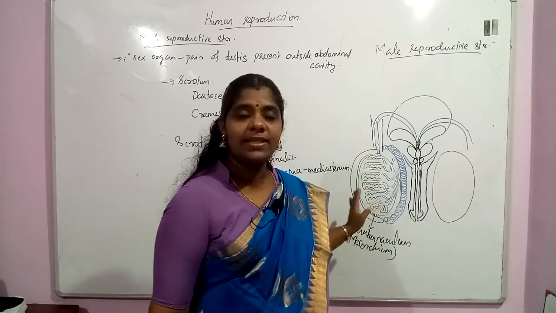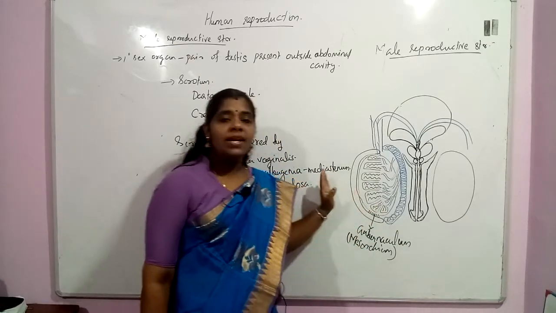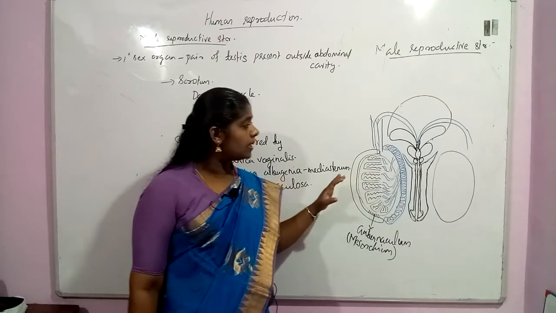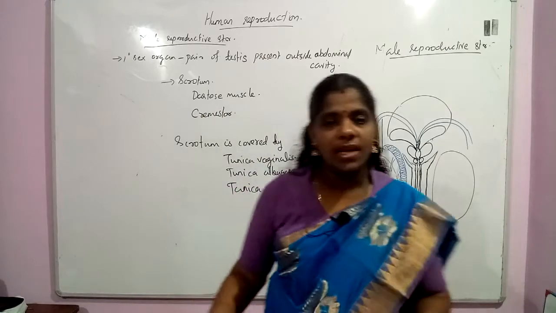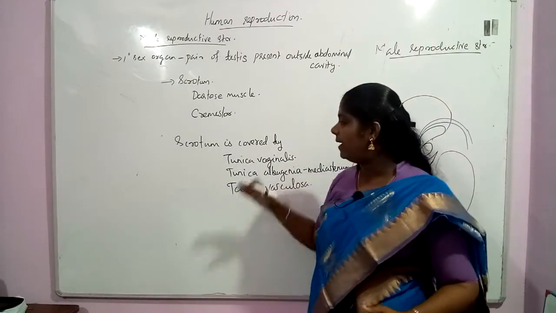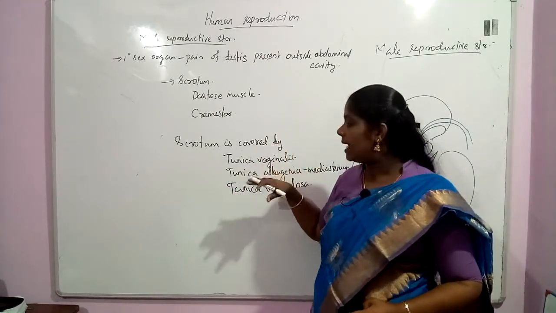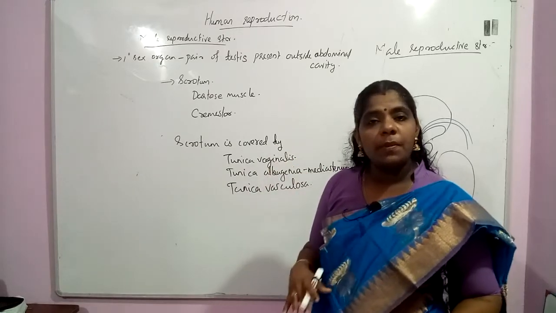Scrotum wall, I'm sorry, I got confused. The scrotum wall we already studied. Now we are studying the testis. It is covered by 3 layers, that is the tunica vaginalis, the outermost layer, where the spermatic cord is entering.